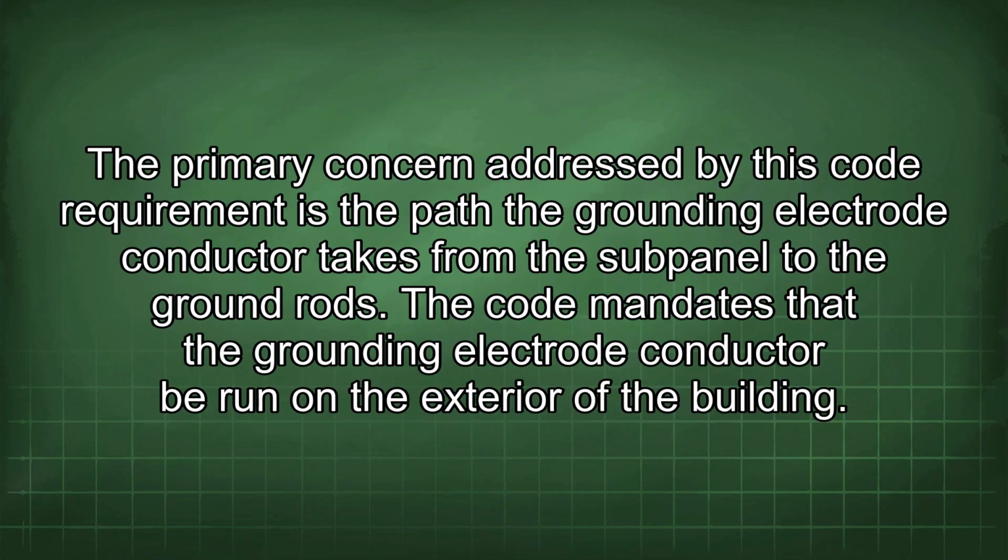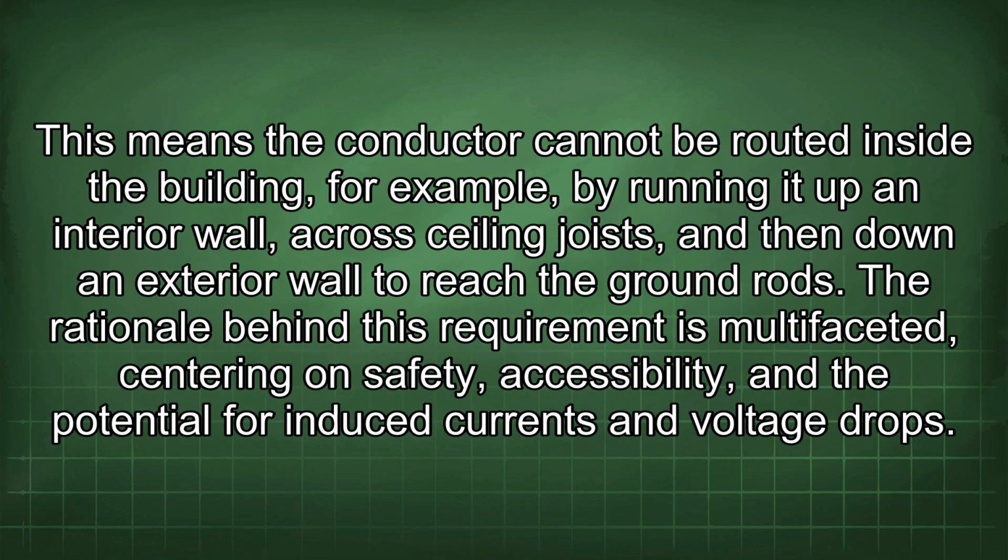The primary concern addressed by this code requirement is the path the grounding electrode conductor takes from the subpanel to the ground rods. The code mandates that the grounding electrode conductor be run on the exterior of the building. This means the conductor cannot be routed inside the building, for example, by running it up an interior wall, across ceiling joists, and then down an exterior wall to reach the ground rods.